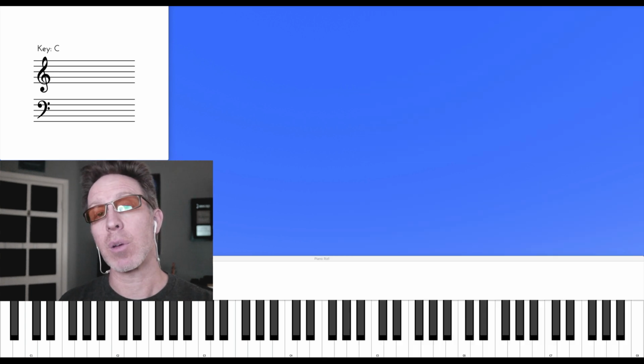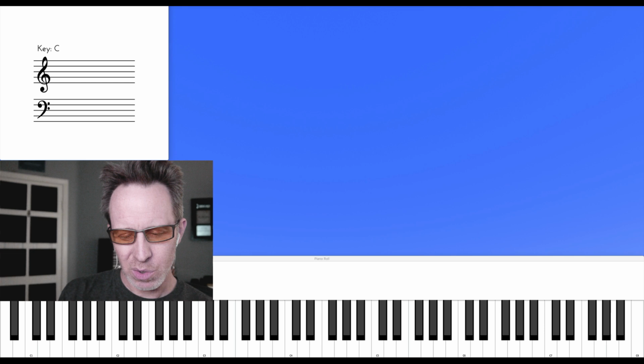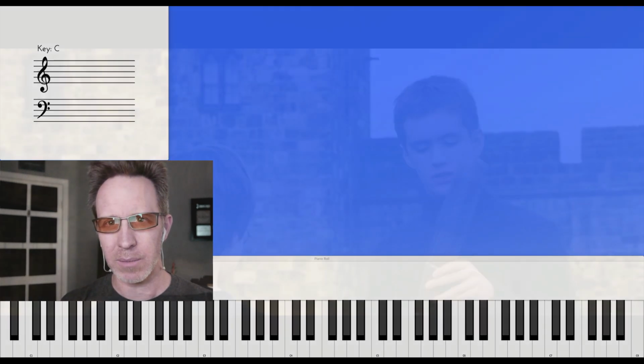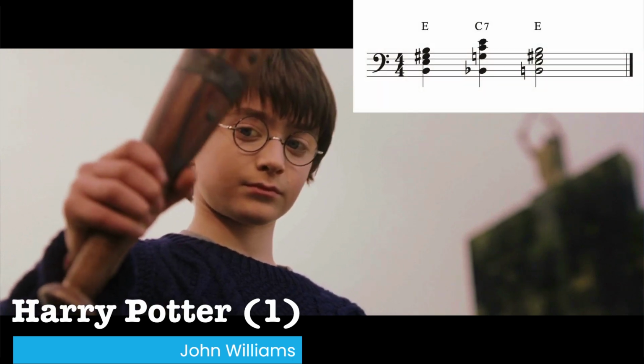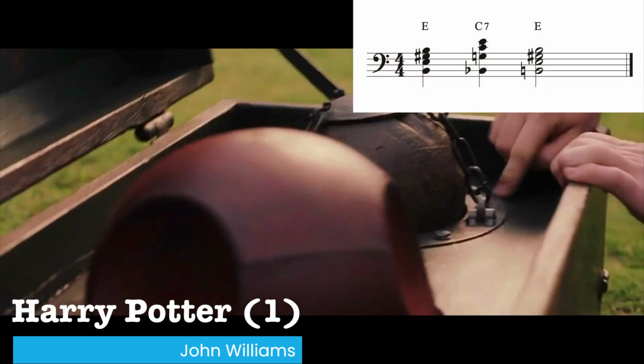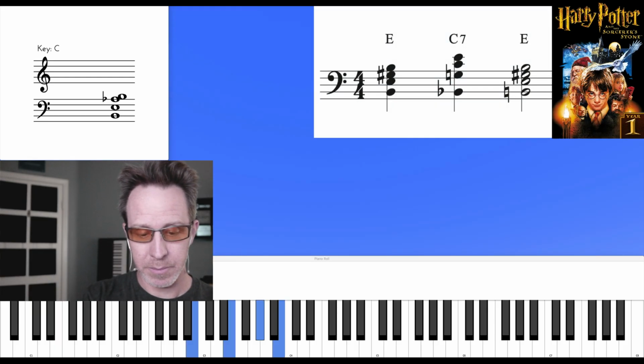The scene in the first film, where Harry is learning the rules of Quidditch, has a clever little 2-chord moment. Here's that clip again. And here are the chords.